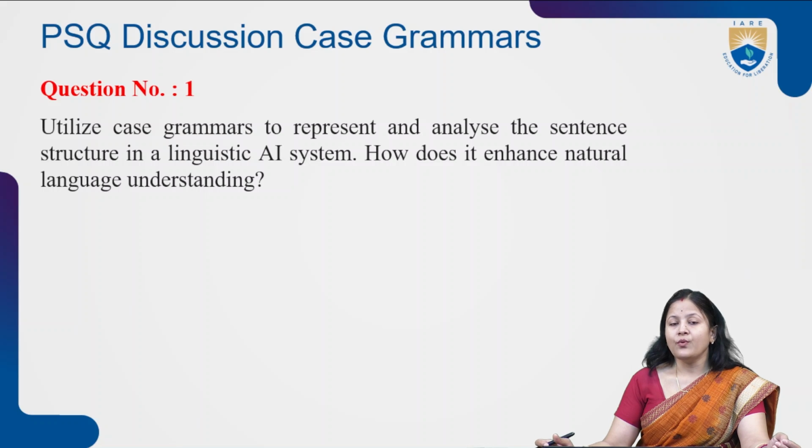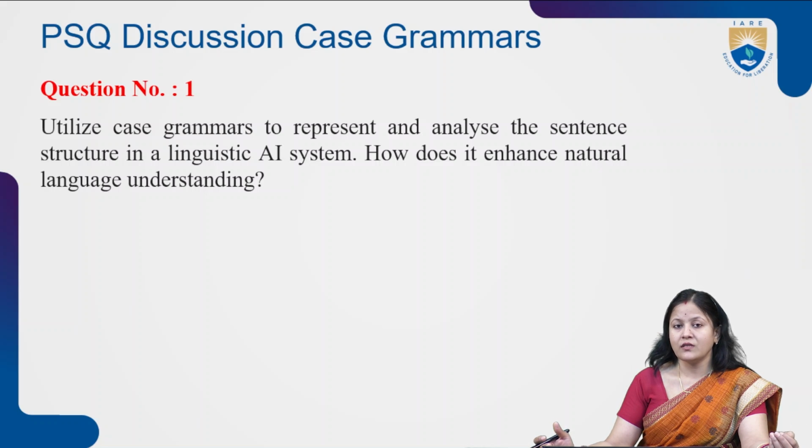First of all, we should know the meaning of case grammar. As I have already discussed in my previous videos, case grammar is a knowledge representation technique to represent the knowledge inside the knowledge base so that the machine can be intelligent. We have many knowledge representation techniques like semantic networks, frames, and even logic like propositional logic and predicate logic. Case grammar is an advanced knowledge representation technique, we can say.